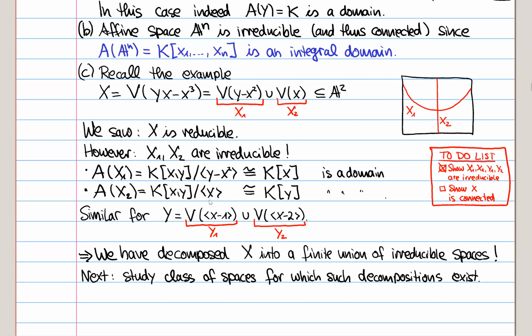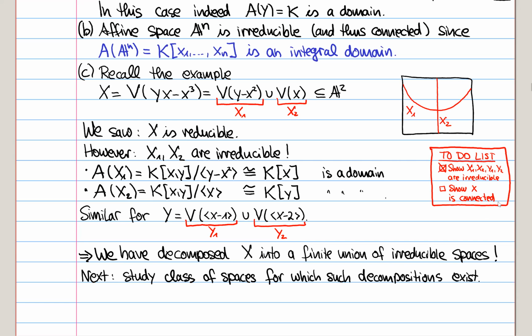And similarly for X_2, there the ideal is just x, and you can then just eliminate the variable x and get k[y]. This is also a domain. And then by the criterion, this being a domain means that X_1 and X_2 are irreducible. And similarly, we had this example of two parallel vertical lines. And similarly, you can check this ideal allows you to eliminate the x variable, and the same here.